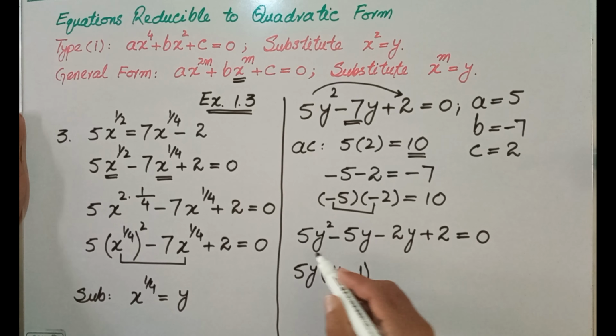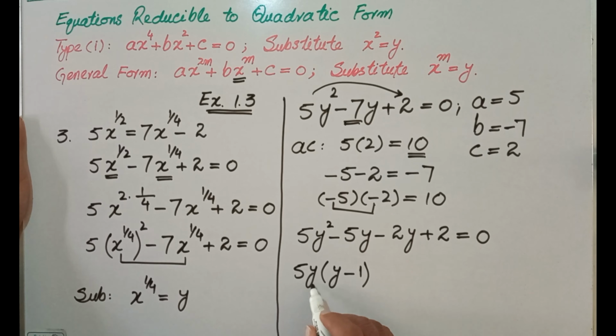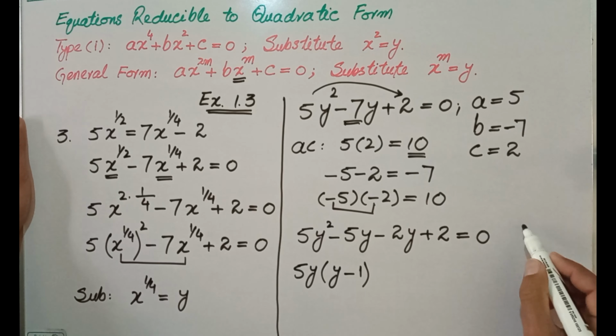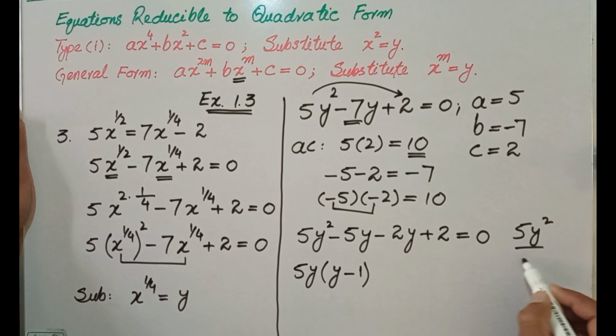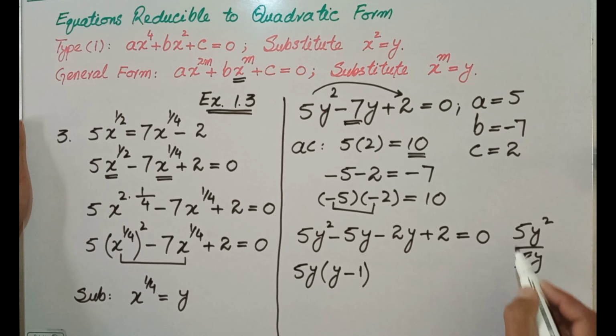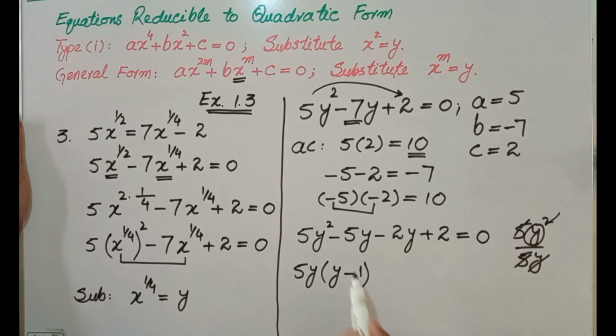Let me recall to you that when we take 5y common from the first term, actually what we do, we divide 5y square by the term that we have taken common. 5 is cancelled with 5, y is cancelled with y. Then you see that we have y here. In the next term, 5y is divided by 5y, we have 1, and minus is from here.